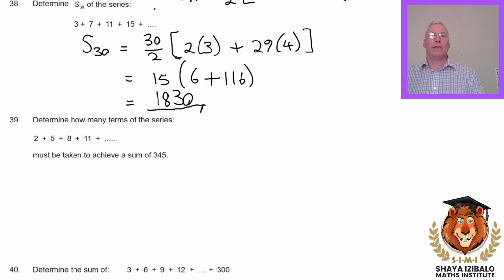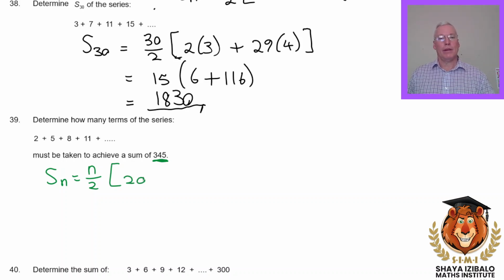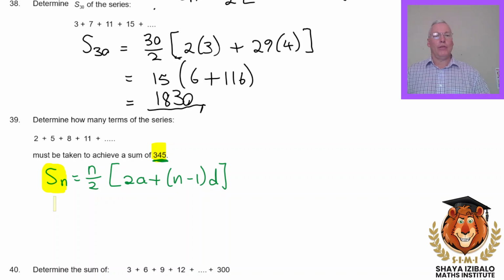Now this question asks, how many terms must be taken to make a sum of 345? Well, we need to use our formula: 2 lots of A plus n minus 1 lots of D. What variable are we looking for here? We are told that the answer is 345. Do we know A? Yes. Do we know D? Yes. What we don't know is n, how many terms. So let's fill in what we know.